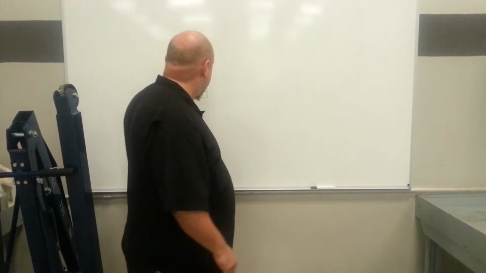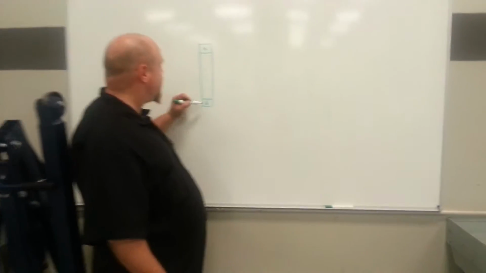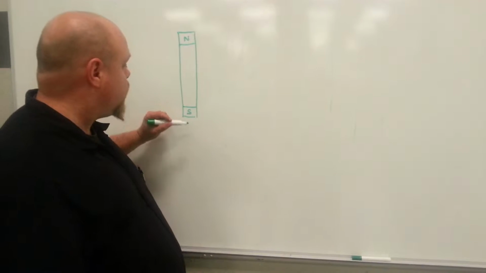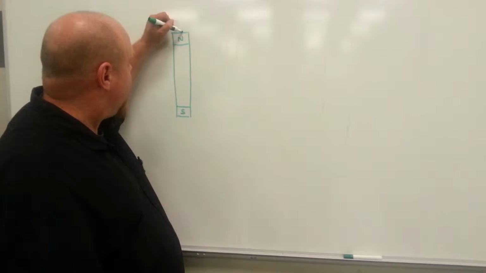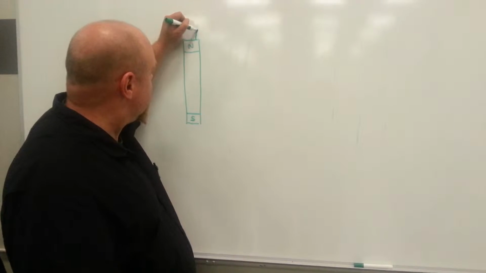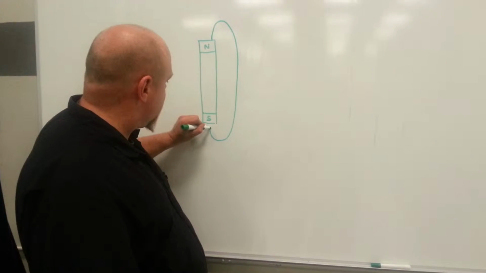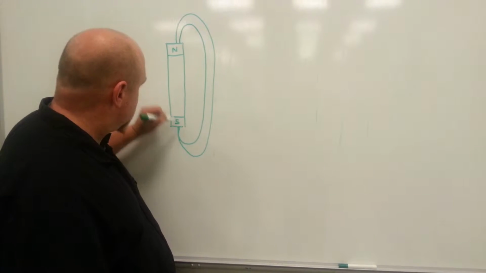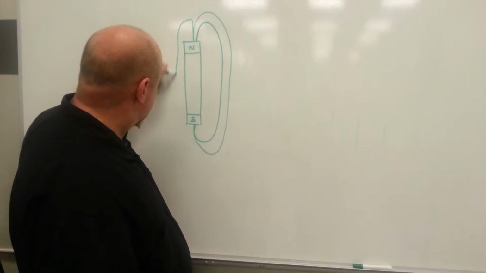Today I'm going to talk to you about magnetism and electromagnetism. First I'm going to start with magnetism. You have a basic magnet with a north pole and a south pole. And what happens is each magnet has a magnetic field that flows from south to north and back to south. So it comes out the top, flows around on both sides.